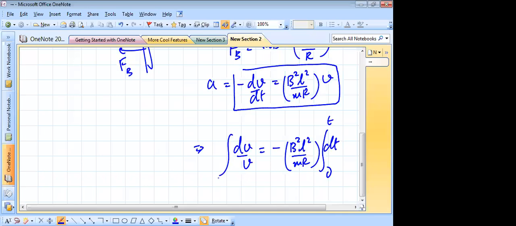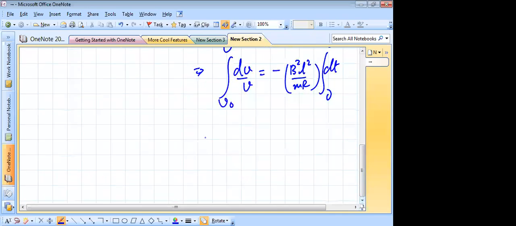ये 0 to t जा रहा है, ये initial velocity v0 to v जा रहा है. So you'll get that kind of expression that v is equal to v0 e raised to the power minus t by tau, where that tau will be mR upon B squared L squared. That is the full explanation of this question.